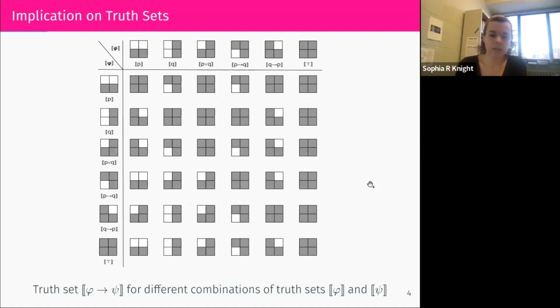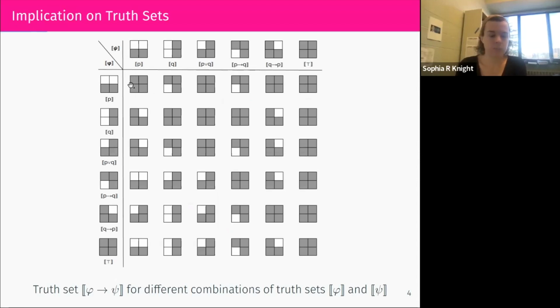So then here's how we define a truth set algebra. This is the truth set algebra for implication. This is a closed set of formulas under implication. So we start with P and Q, and this table shows us the truth set diagram for phi, which is in the left-hand column, implies psi, which is in the top row.